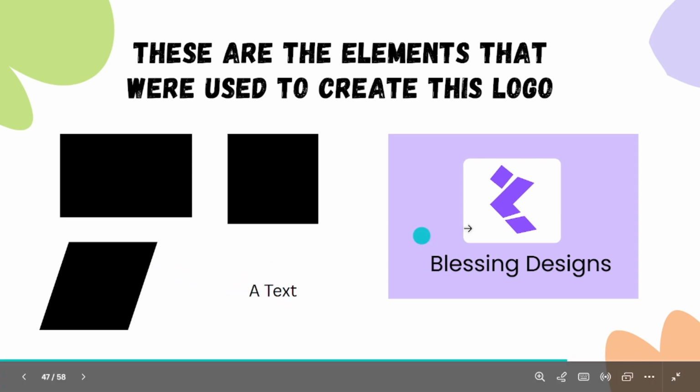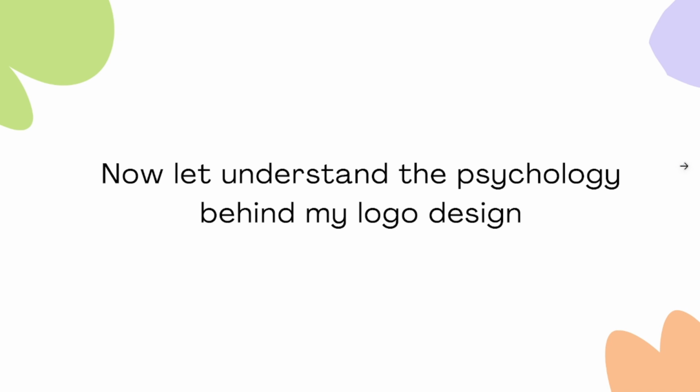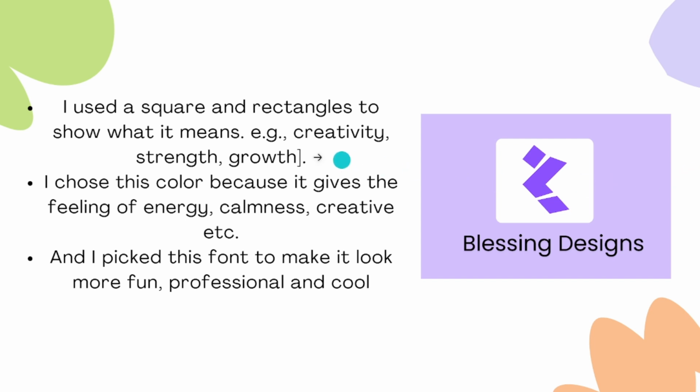That was basically what I used to make this, right? So before we make the shapes, and we have understood the psychology behind logo design, let's understand the reason why I used the shapes that I used and the text. I used a square and a rectangle to show what it means, for example creativity, strength, and growth. That's the psychology behind the rectangle and the square shape. It means growth, strength, and creativity. So that's what I wanted to show in my logo.